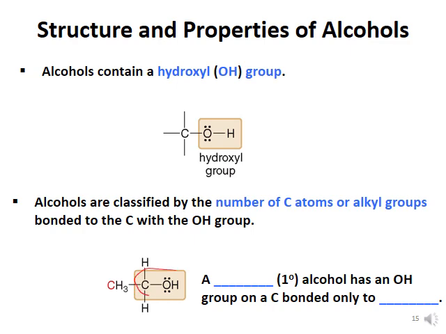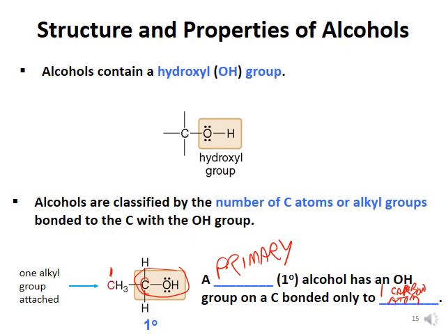That is the alcohol group. We look at this carbon and we decide how many carbons are attached to it. The answer is 1, and that makes this a primary alcohol. A primary alcohol has an OH group on a carbon bonded only to 1 carbon atom. Okay, so that's a primary. 1 alkyl group is attached.